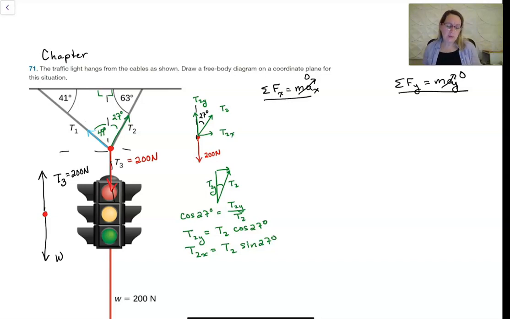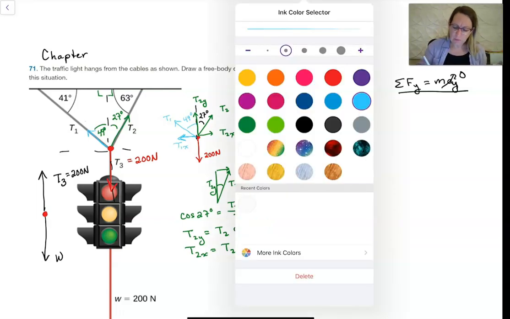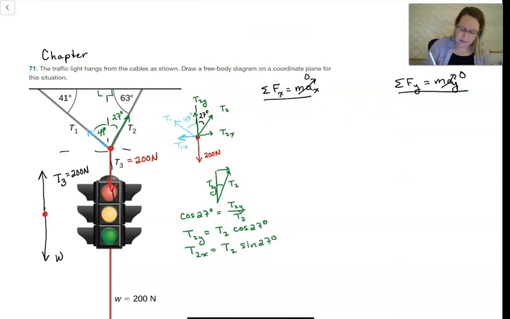And then I can make the same arguments for T1, because T1 is out like this. And we've got 49 degrees here. This is T1. And then it's got an X component. Maybe made that a little bit too big, because T1X and T2X are the only X parts that we've got. And so what we have is that T1 is in the negative direction, so minus T1X plus T2X must be equal to 0, because that's all that's going on in the X direction.